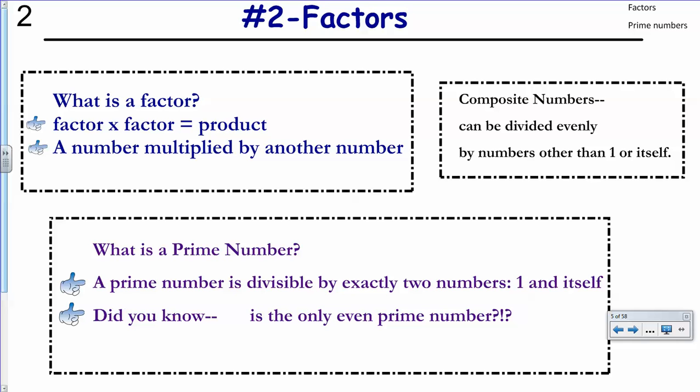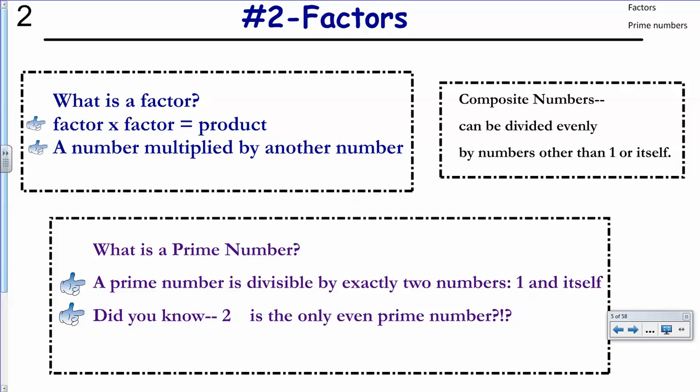Interesting fact. What do you think the only even prime number is? The only even prime number. If you said 2, you win. 2 is the only even prime number. That's a bit of trivia that might come in handy.